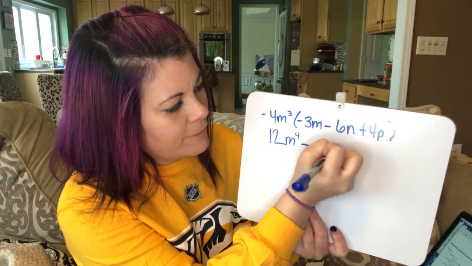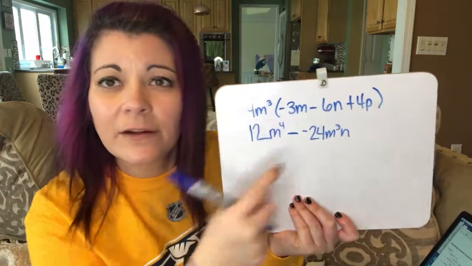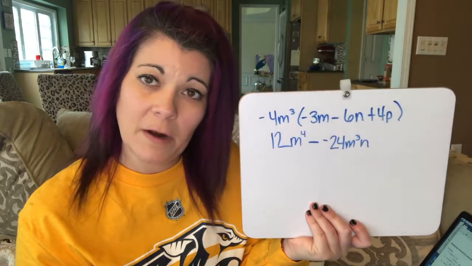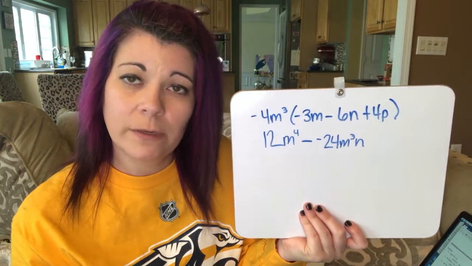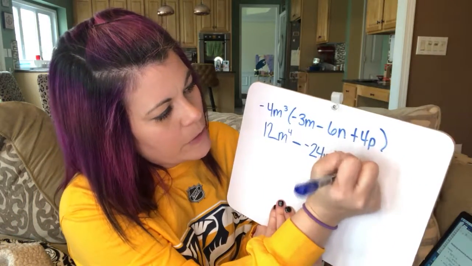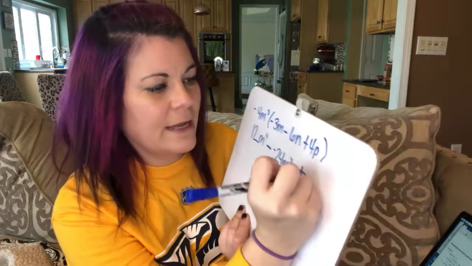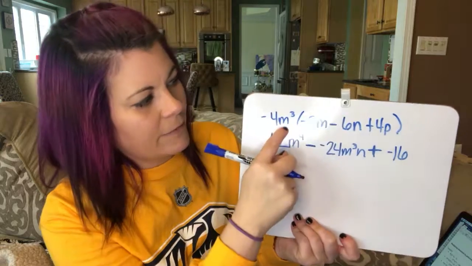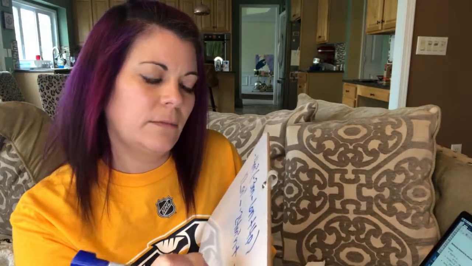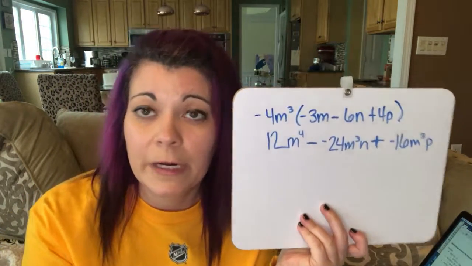So negative 24. And then m cubed n, because this has an n and this has an m. So there's nothing we can combine there. So minus negative 24, m cubed n. And then negative 4, take the operation. So operation there is plus. Negative 4 times 4 is negative 16. And then we have m cubed and p. There's nothing that we can combine variable-wise. So m cubed p. So we just take both the variables that are in that.